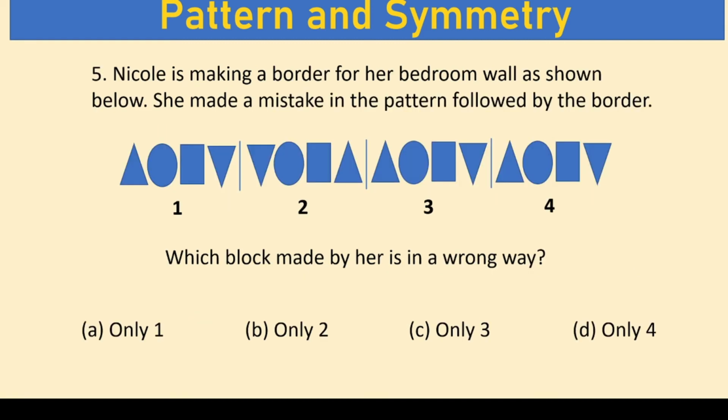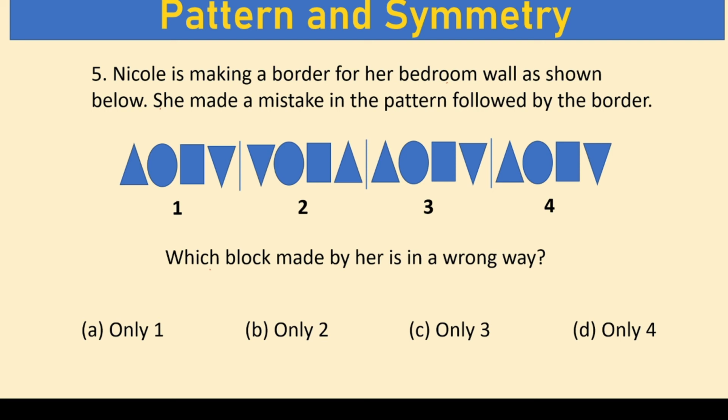Next question. Nicole is making a border for her bedroom wall as shown below. She made a mistake in the pattern followed by the border. Which block made by her is the wrong one? So now we need to find the same sequence and pick out the one which has the wrong sequence.